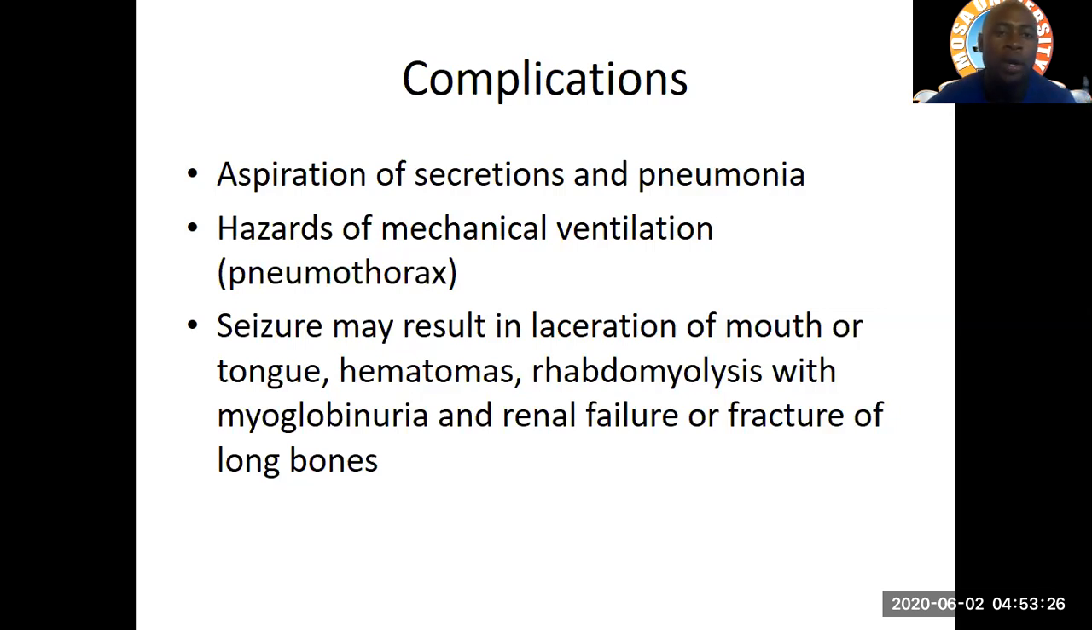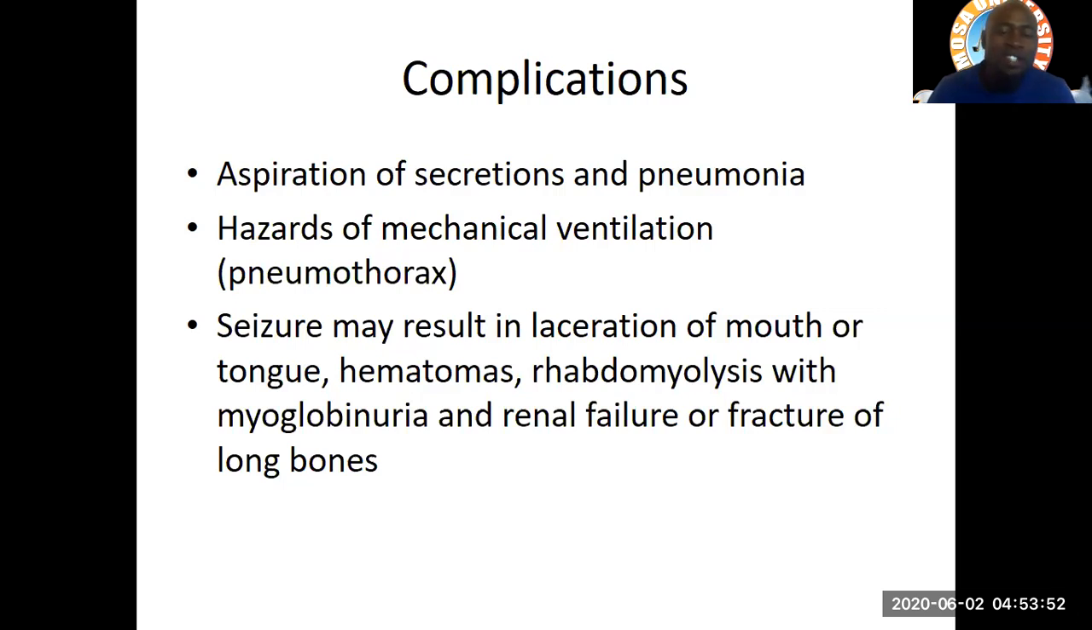Complications that may come about as a result of tetanus can be aspiration of secretions, and this will bring about aspiration pneumonia, because we know that we intubate this infant. Also, we may have hazards of mechanical ventilation. So as a result of this mechanical ventilation, we will have pneumothorax as another complication.